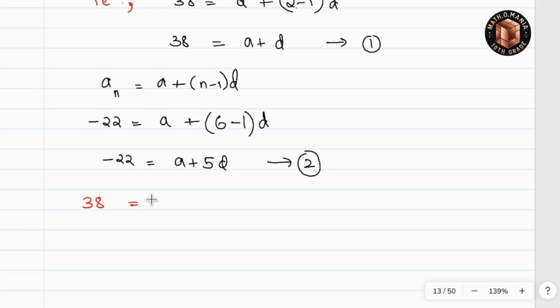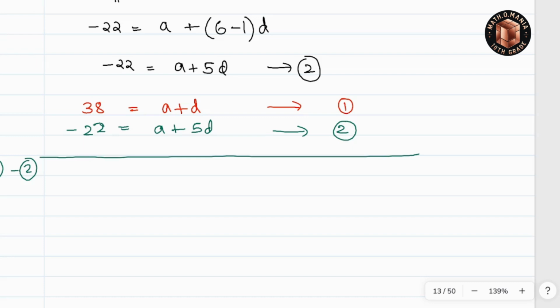My first equation is 38 equal to A plus D. For this I give the equation number 1. And my second equation is minus 22 equal to how much? Minus 22 equal to A plus 5D. For this I will give the equation number 2.